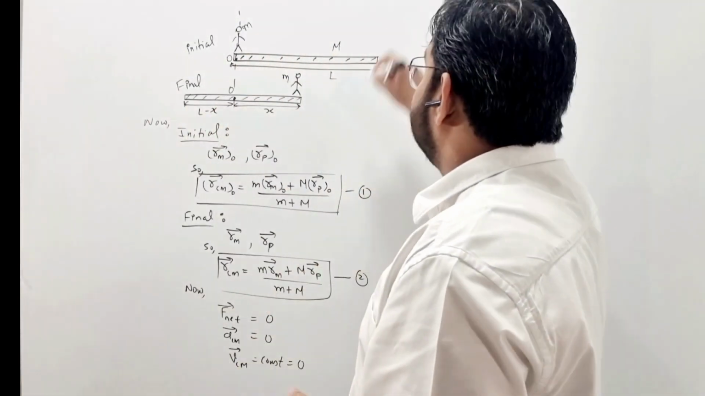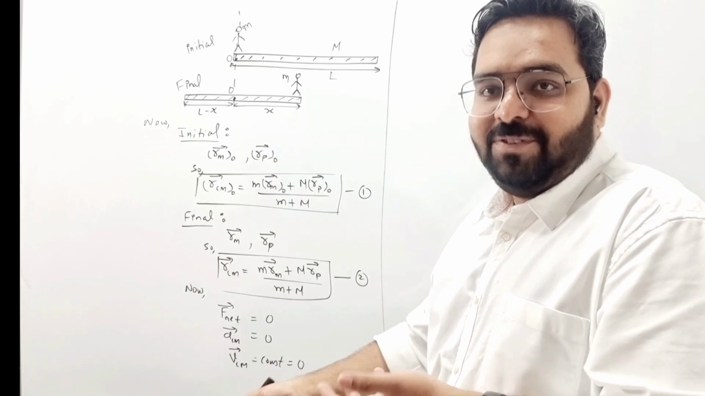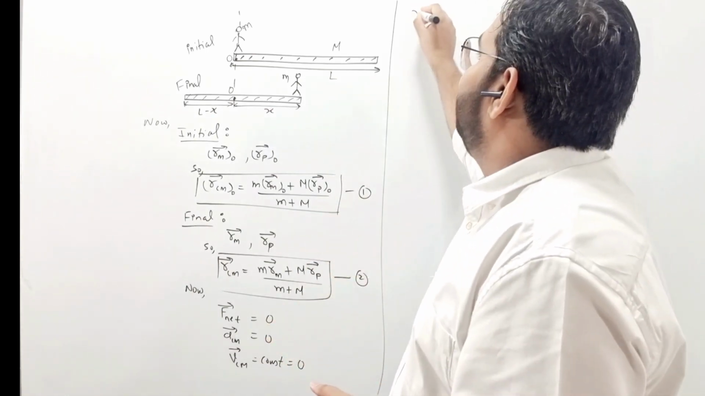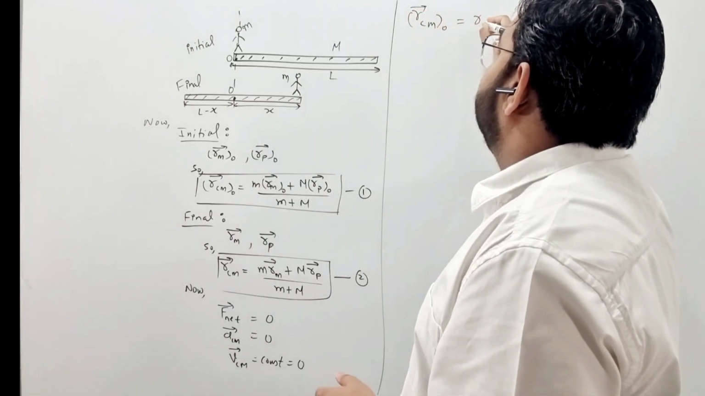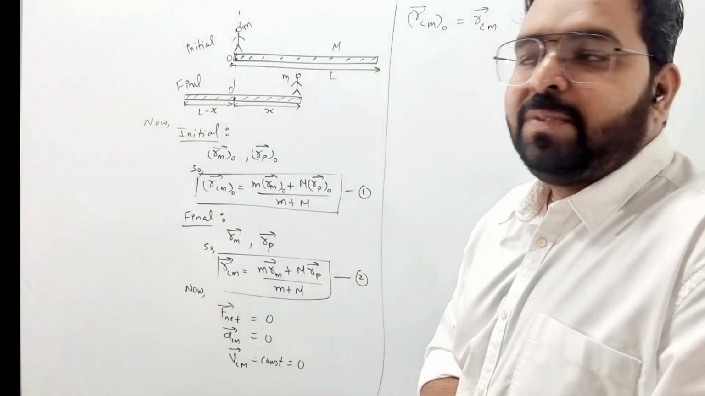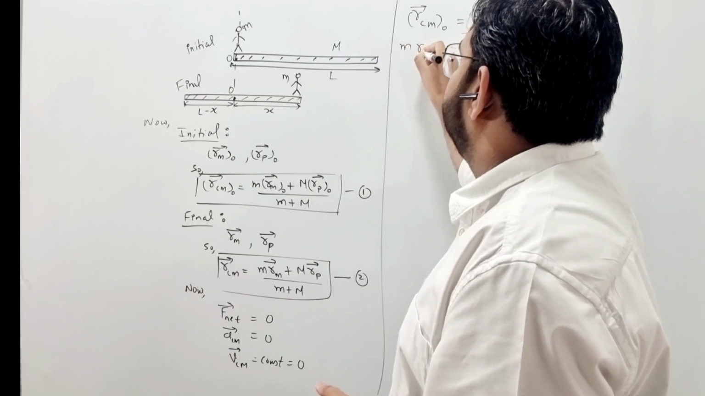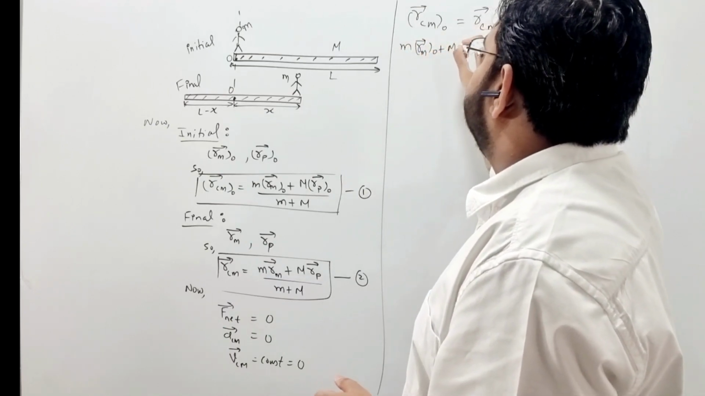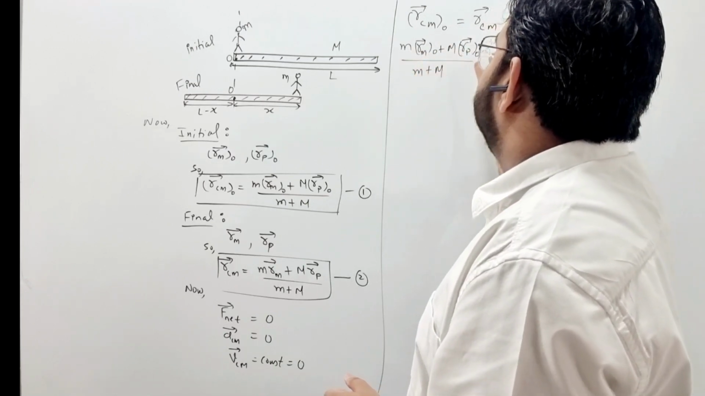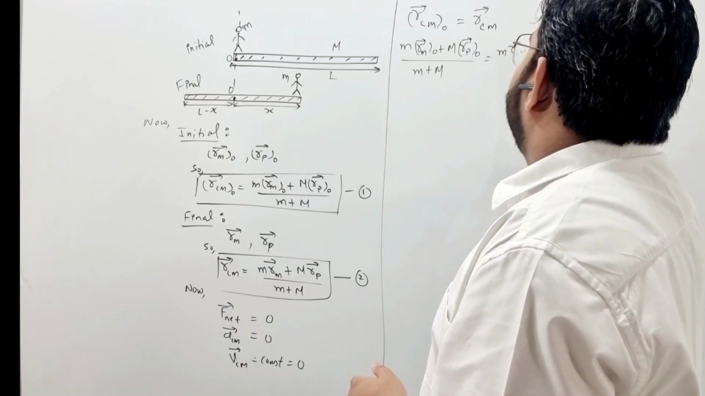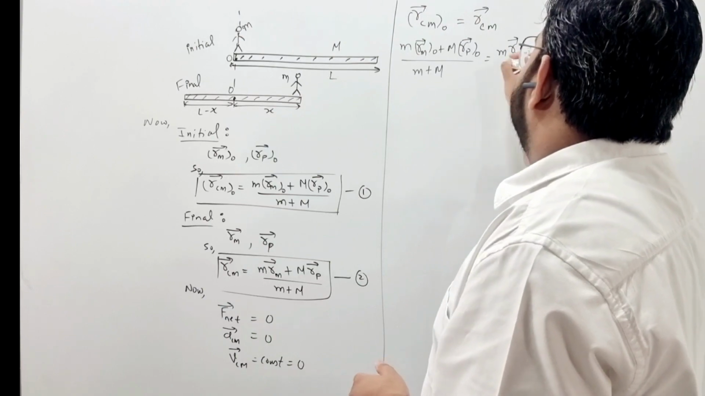What is the consequence of this? That means the position of center of mass doesn't change. Since the velocity is 0, the position is not going to change. That means Rcm naught, the initial position of center of mass, would be equal to the final position of center of mass. So over here, we can just replace the values. We're going to get m into Rm naught plus capital M into Rp naught upon small m plus capital M is equal to, upon total mass. I hope all of you are also following along.